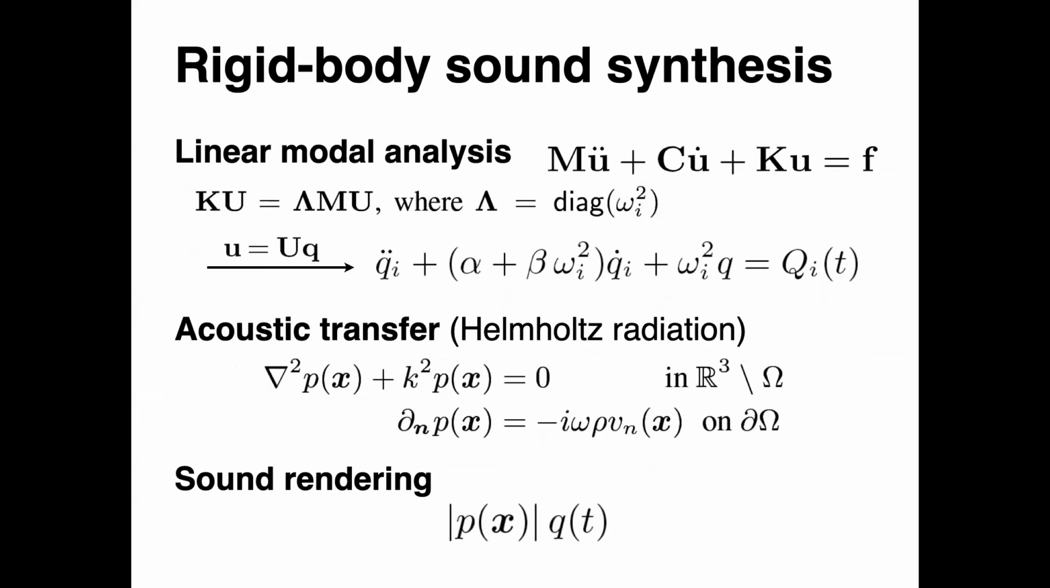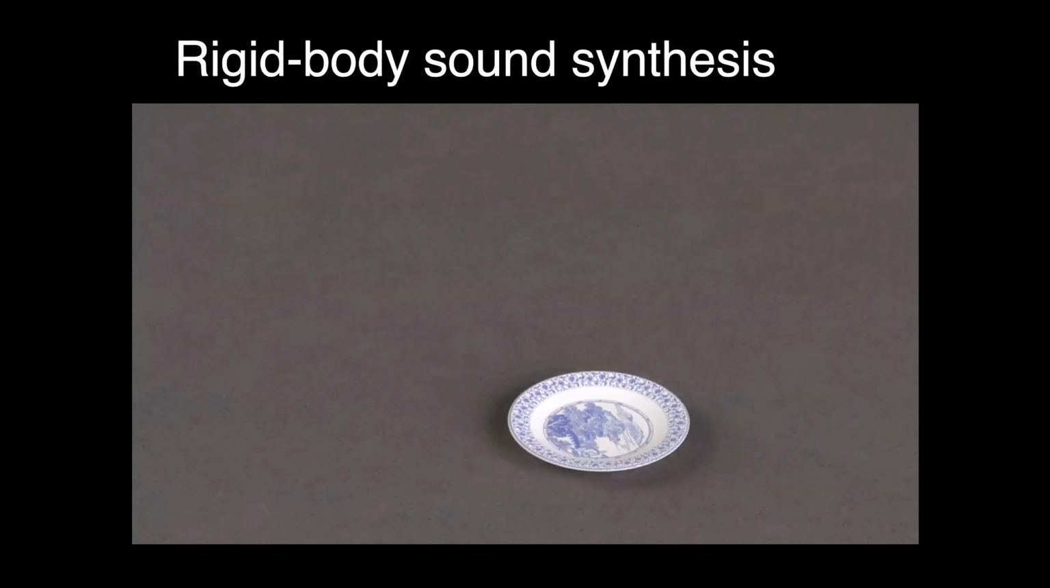You pre-compute all the vibration modes with an eigenvalue solve. You pre-compute the transfer functions for every mode using a Helmholtz radiation solve, frequency domain wave equation. And then at runtime for your listening position X, you evaluate the mode's pressure amplitude and also the oscillator amplitude Q of T, and then sum those over all the things because of linearity of the wave equation. So that's the basic idea. It's a simplified model, but it's already got a lot of stuff that you have to do.